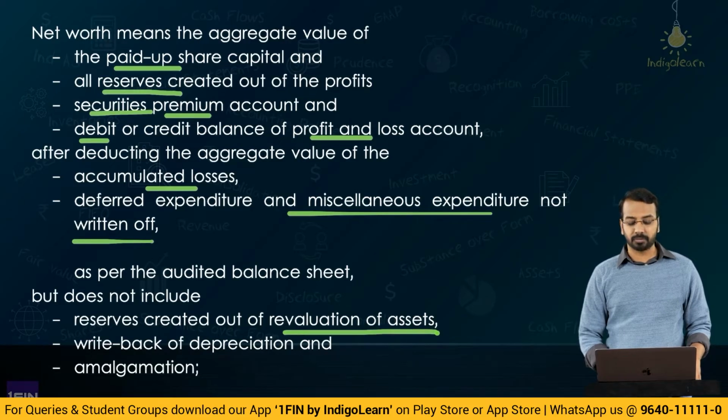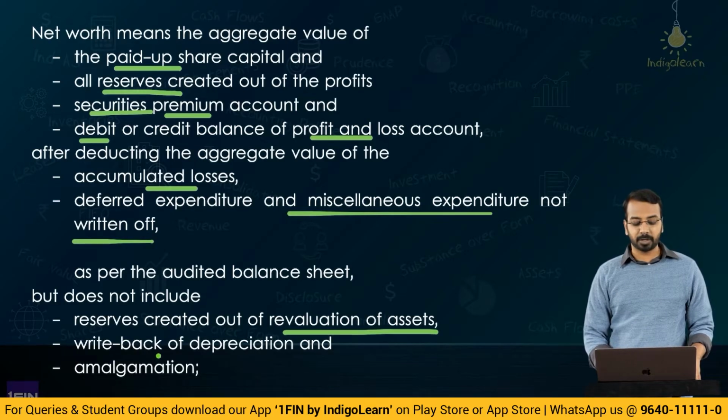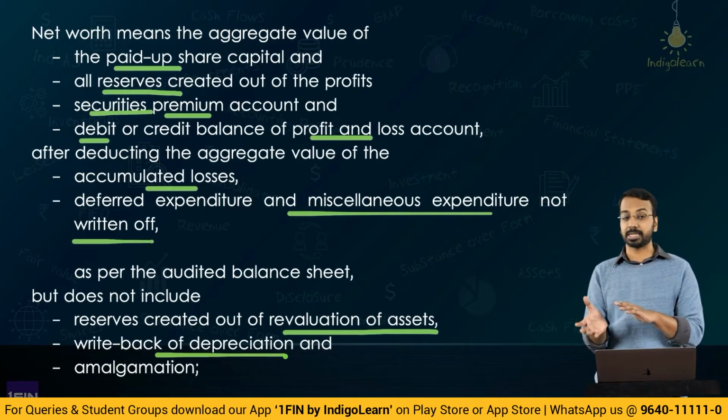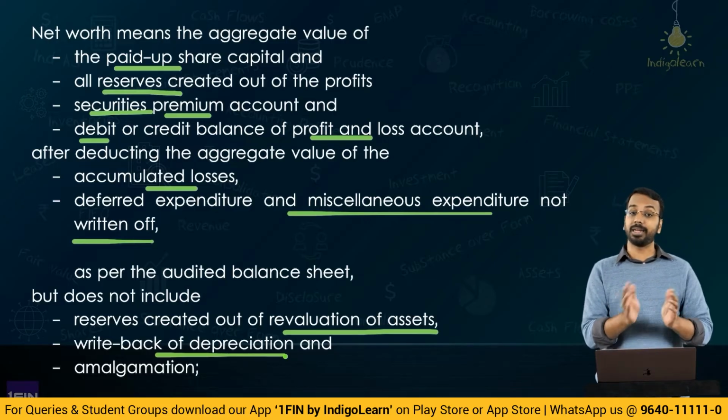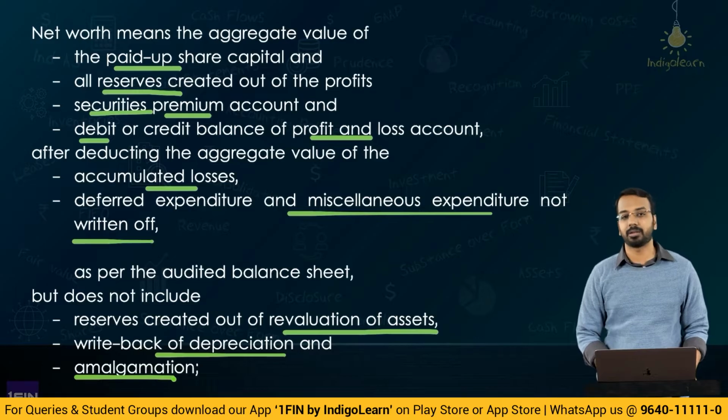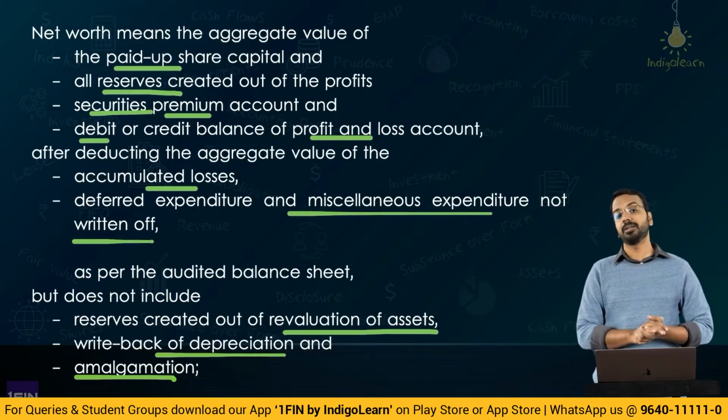So, all of these make your net worth, but net worth does not include three things: reserves created out of revaluation of assets, your revaluation reserve which is captured in OCI, write back of depreciation if any amount has been written back. So, whatever depreciation has been charged, and if that has been written back and created a reserve out of it, that will not be considered, and any reserve arising out of amalgamation, like you have capital reserve arising out of amalgamation, that will not be considered, right.